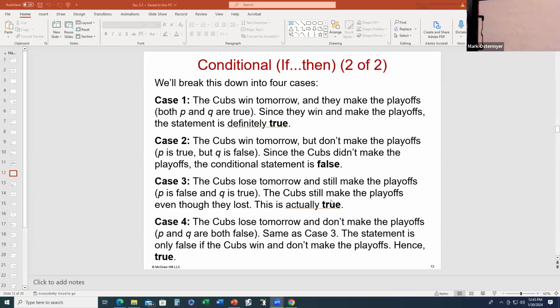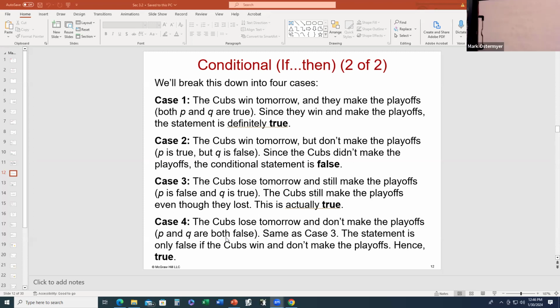Now, this last one here, case four, is a little bit of a head scratcher. Let's just read it. It says, if the Cubs lose tomorrow, then they don't make the playoffs. So if both P and Q are false, believe it or not, the conditional statement, if P, then Q, is not false. It is true. The only way I can reconcile this in my mind is this way. The Cubs lost tomorrow, which means they probably won't have a chance in the playoffs anyway, so it's probably good that they stay home. That's why it's true that they did not win the game, and therefore they should stay home and not make the playoffs. That should be a true thing. That's the only way I can reconcile that in my mind.